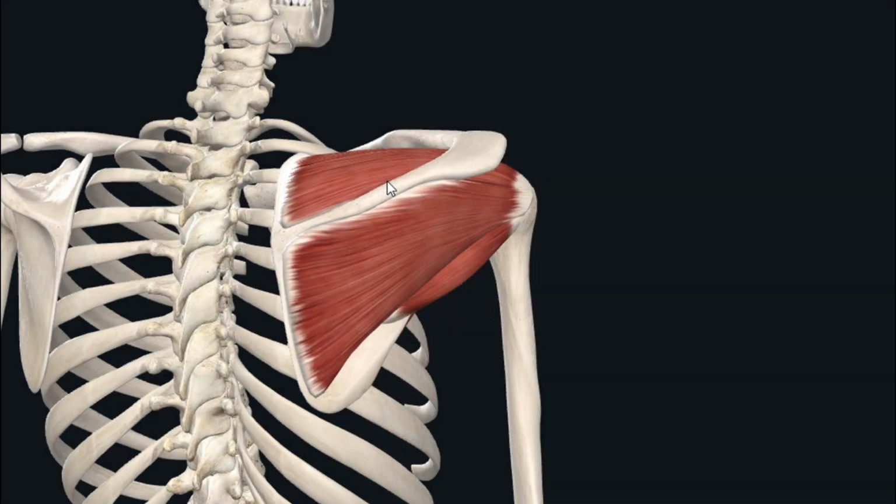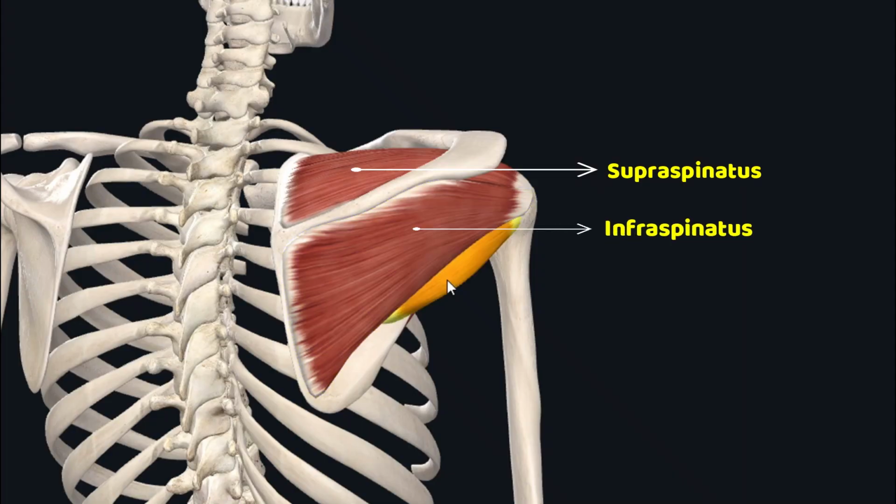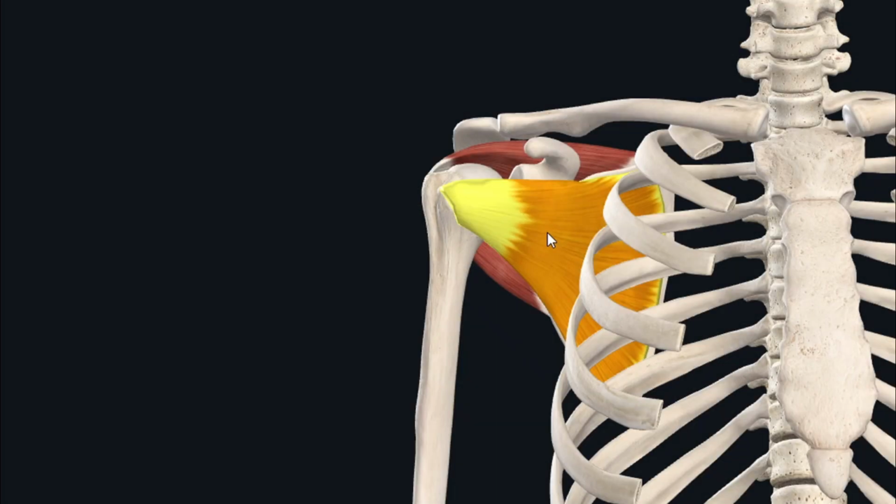So these rotator cuff muscles include the supraspinatus, infraspinatus, teres minor, and subscapularis muscle. So today we will discuss each of these muscles individually.